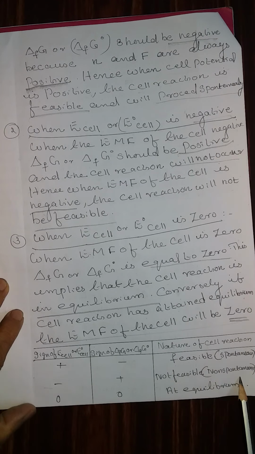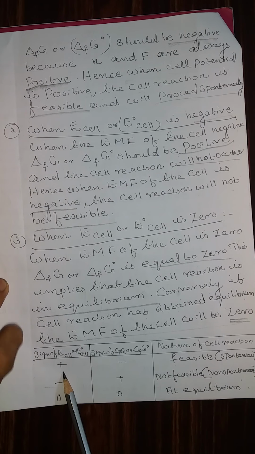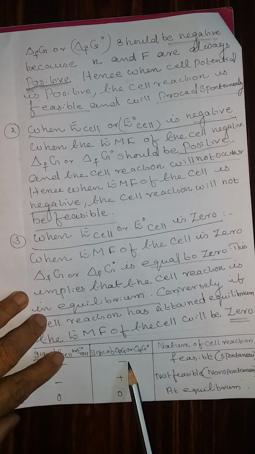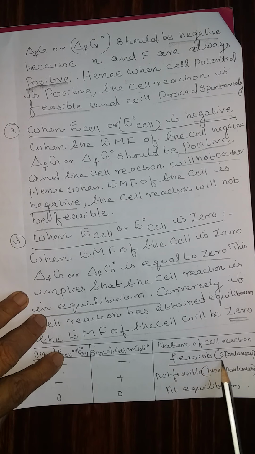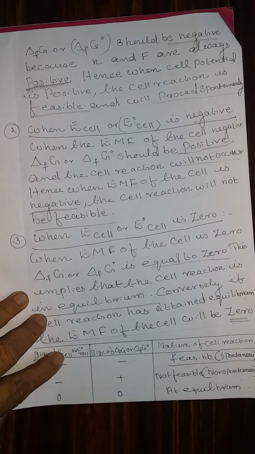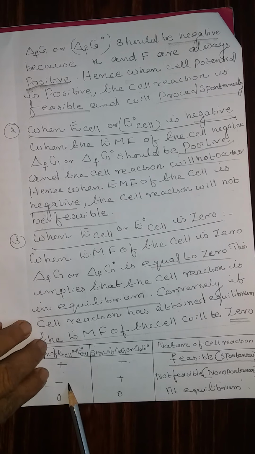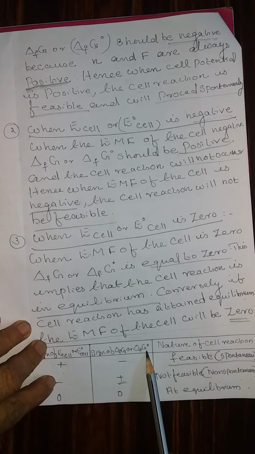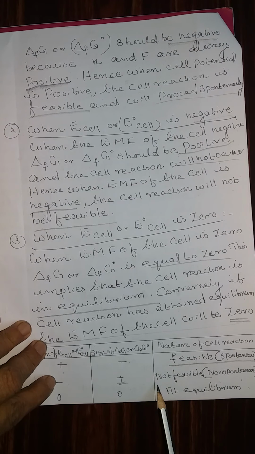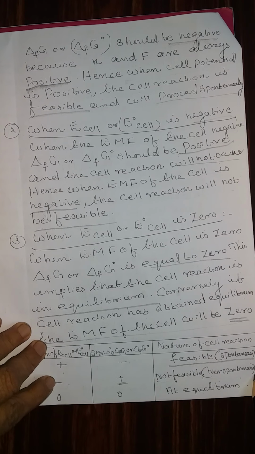A table is given here. When the EMF of the cell is positive, what happens to delta free energy? It will be negative. In that case, the cell reaction is feasible or spontaneous. These three results will help you to solve application level questions. When the EMF of the cell is negative, the delta G becomes positive or delta G0 becomes positive. That means the cell reaction is not feasible or non-spontaneous.